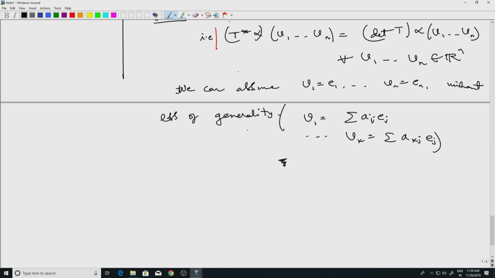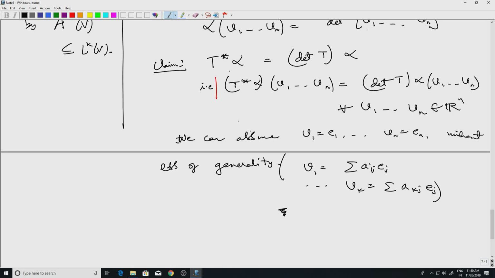So I claim that for this equation that I wanted to check, instead of working with all vectors in R^n, it's enough to assume that V1 is E1, Vn is En, etc. Without loss of generality, we can assume this, because in general any Vi can be expanded like this, as the sum of A_ij E_j.